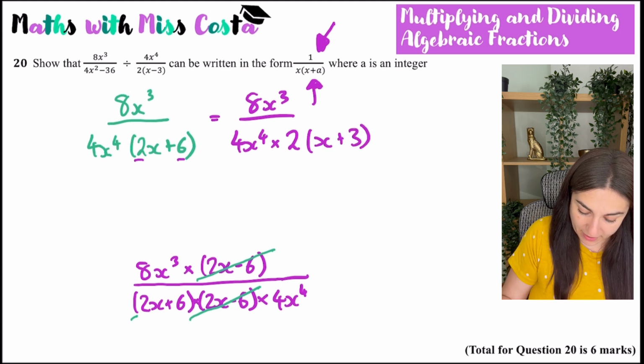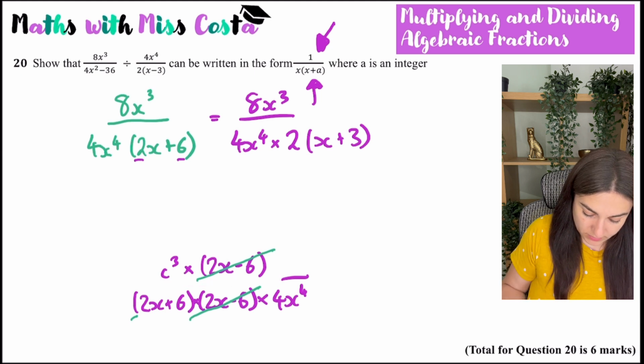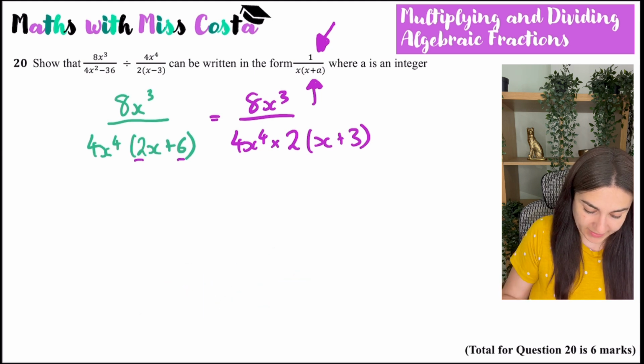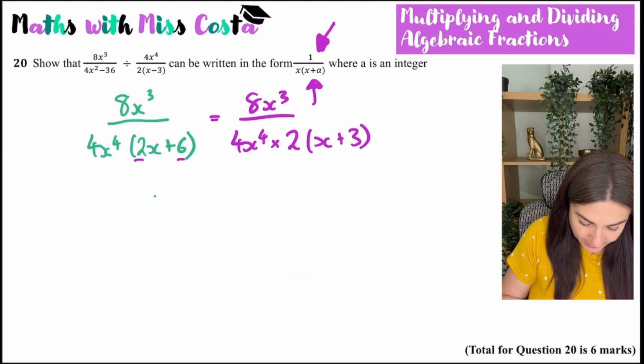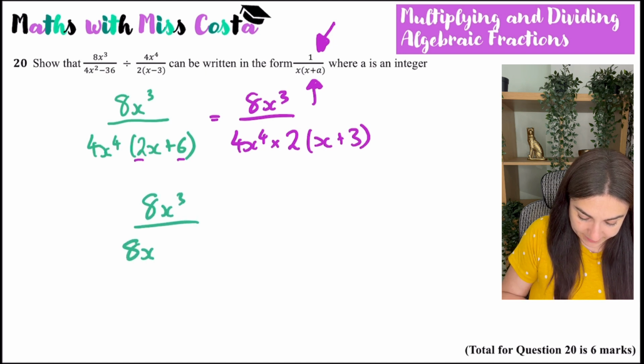And 4x to the power 4 times by 2 is conveniently 8x to the power of 4. So I'd be left with 8x to the power 4 times by x plus 3.